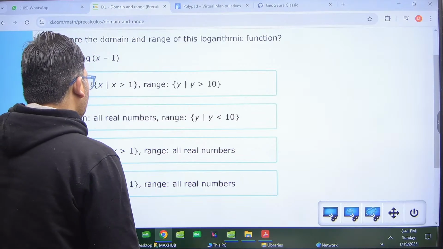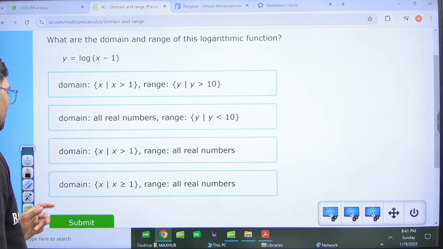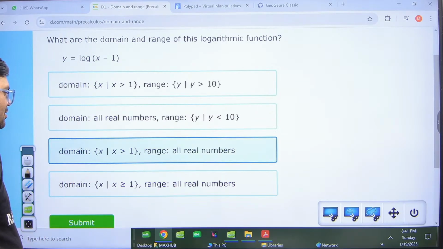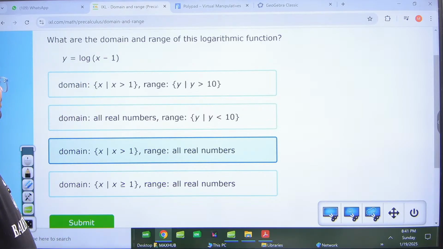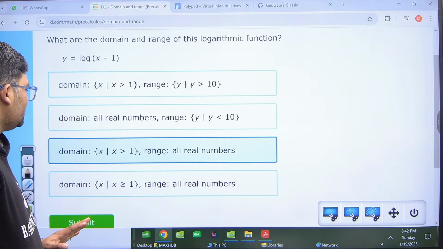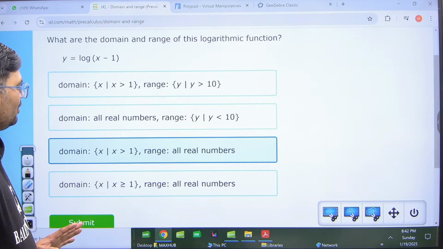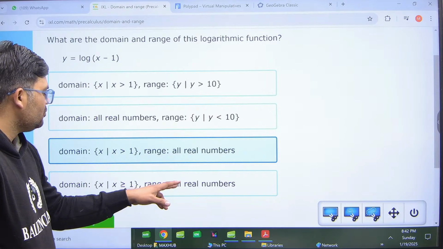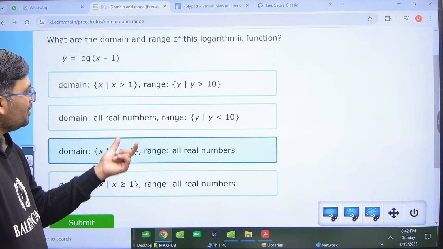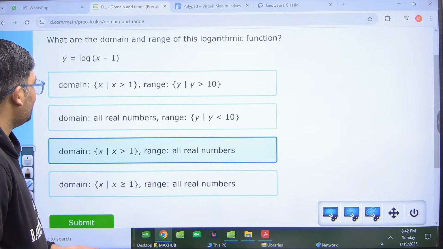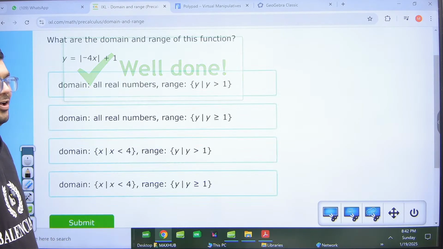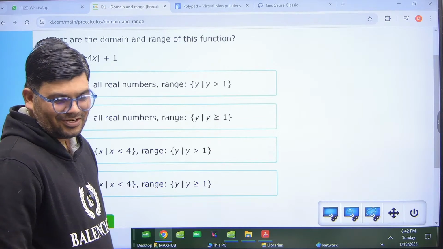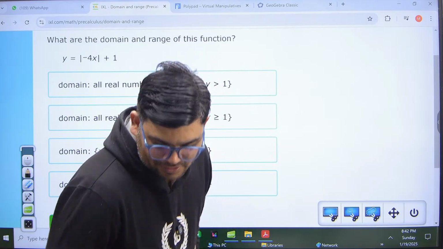So if I need to take a bet on this, I will take this one. You tell me. You also go with this only, or do you want to change your mind with any of these options? x greater than or equal to 1, or y is greater than 10. Shall I check this? Yes. There we go, so it is correct.